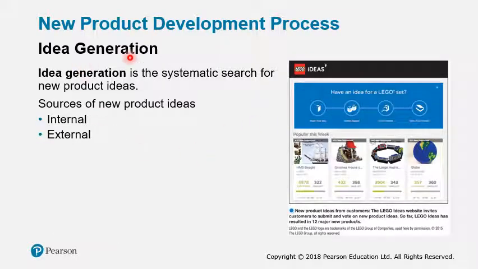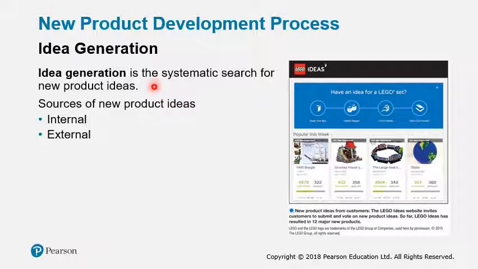Let's first look at idea generation. What happens here? It is a systematic search for new product ideas, and the sources could be internal or external to the company. Internal sources could be your own company's employees, research and development, management ideas and so on, while external sources include those outside your company, normally ideas generated from customer feedback, customer complaints, customer suggestions, or even looking at your competitors' products.